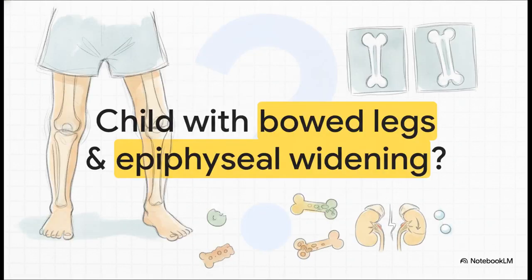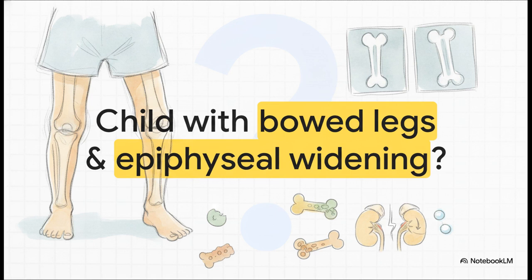A child presents with bowed legs and X-ray findings of epiphyseal widening. What is the basic pathology in this patient? Option A, increased osteoclastic activity. Option B, decreased osteoclastic activity. Option C, defective bone mineralization. Option D, defective renal absorption of calcium. Or option E, none of the above.